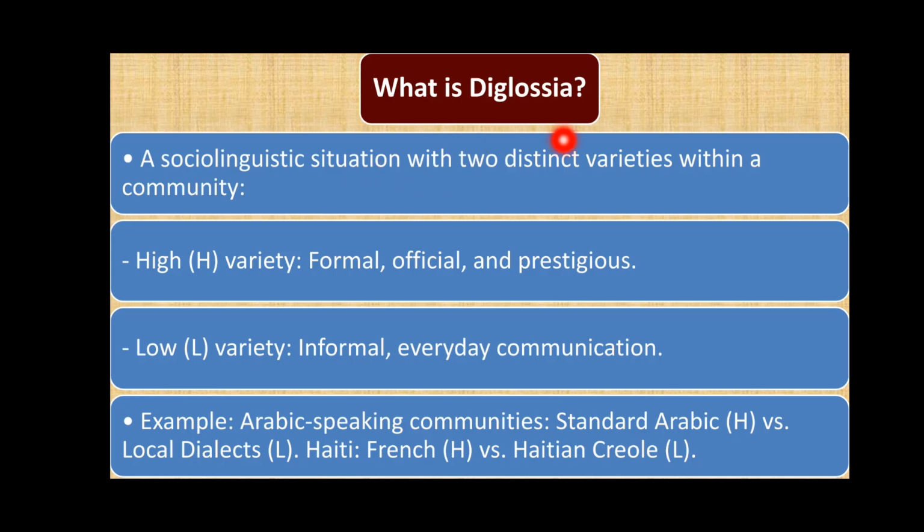Now, what is diglossia? A sociolinguistic situation with two distinct varieties within a community. High variety, as I told, is formal, official, and prestigious. Low variety is informal, for everyday communication. Example, in Arabic speaking communities, standard Arabic is the high variety versus local dialect, the low variety. In Haiti, French is the high variety, while Haitian Creole is the low variety.